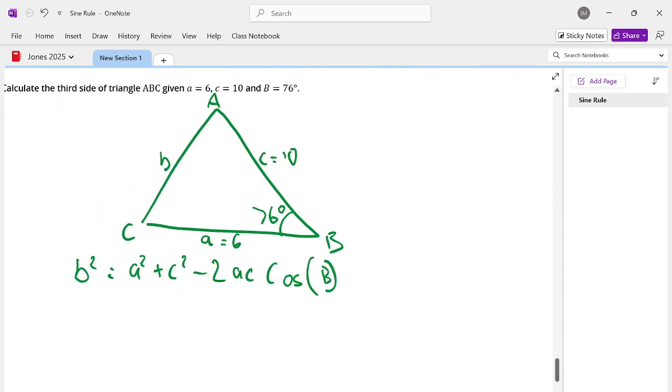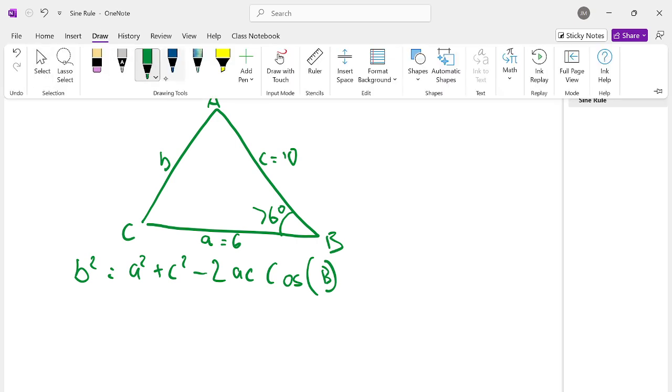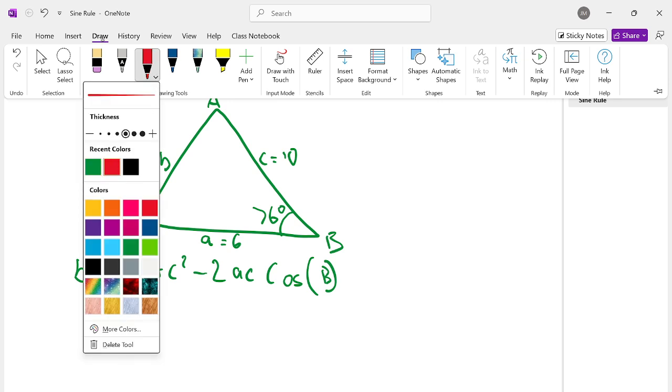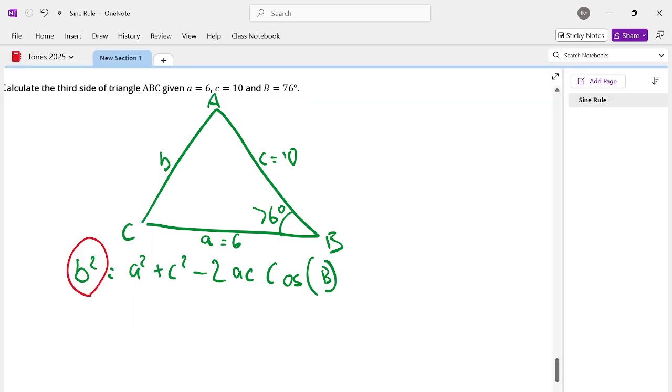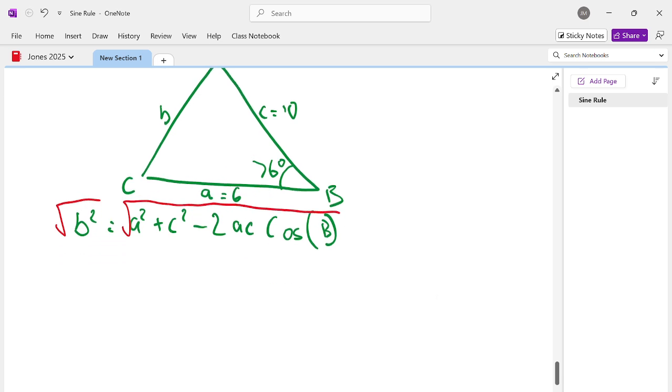Okay, so now we're just substituting in, right? But firstly, let's just look. We have a formula for B squared. We want to solve for B, not B squared. So first thing I'm going to do is take the square root of both sides. You could do this at the end once you had your answer, but I like to write my formula so that I'm solving for what we've been asked to solve for from the very start.